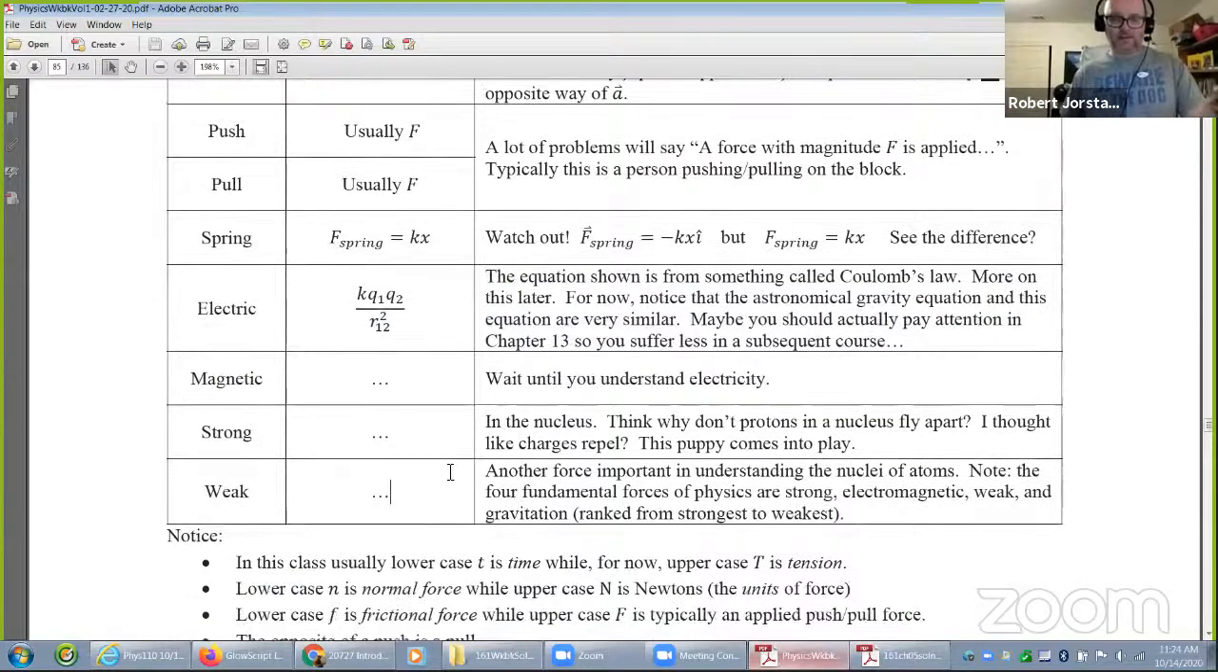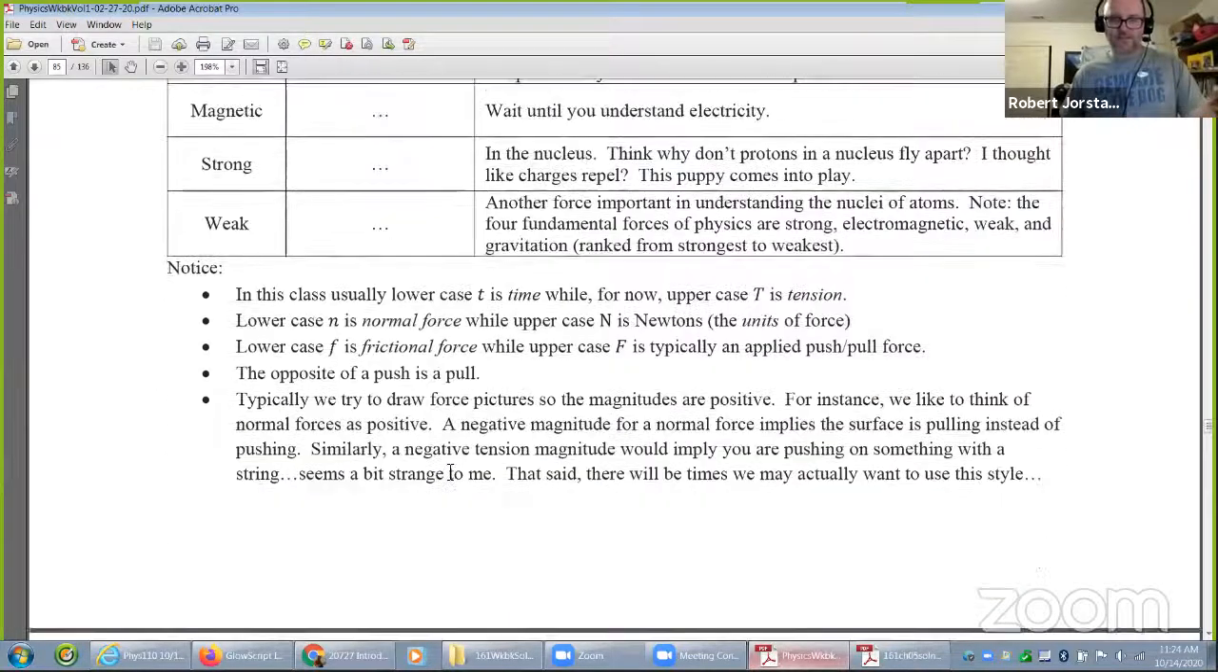A couple of notes here. Let's look at these here. So just be aware of this down here. I'm looking at the bottom of the page.